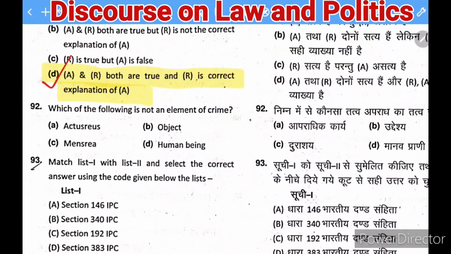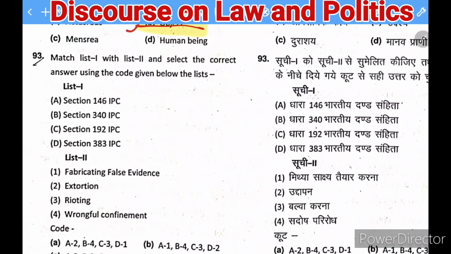Moving to the next question, and the question is: which is not an element of crime? The options given here are actus reus, object, mens rea, and human being. My dear friends, you all know that for a crime, a human being, actus reus, and mens rea are required. Only the object is not required. So this is the correct option, object.